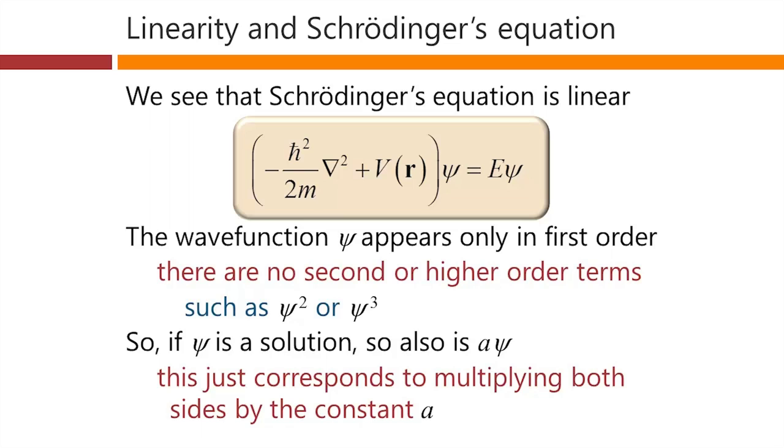And of course we can see why a times psi is still a solution. It just corresponds to multiplying both sides of this equation by the same constant, and hence the equation is still solved. So as I said, this almost seems trivial, but it's actually not trivial. It's a very important point. This linearity of equations in quantum mechanics is very general and important. Quantum mechanical equations are linear in the quantum mechanical amplitude for which the equation is being solved, here, the wave function psi.